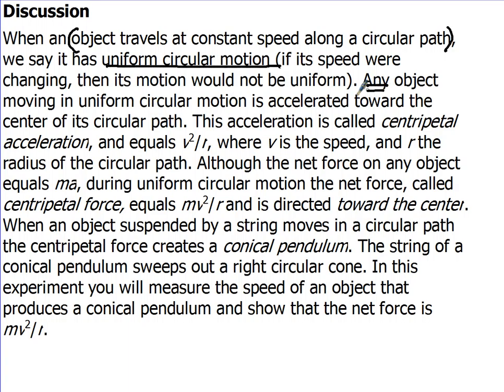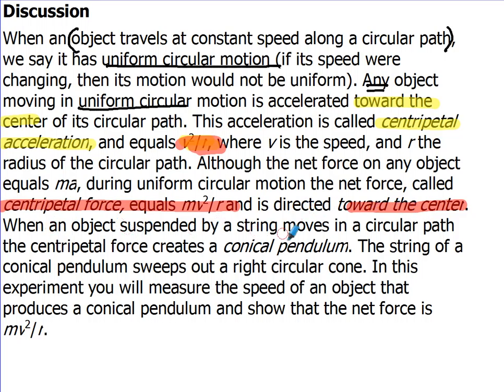Any object that moves in uniform circular motion is accelerated toward the center of the circular path. So it's always toward the center, and this is our centripetal acceleration. Now, the formula for centripetal acceleration is v squared over r. Make sure you keep that one straight, where r is the radius of the path. The net force is ma. During circular motion, the centripetal force is equal to mv squared over r, and is toward the center. And this is our centripetal force.